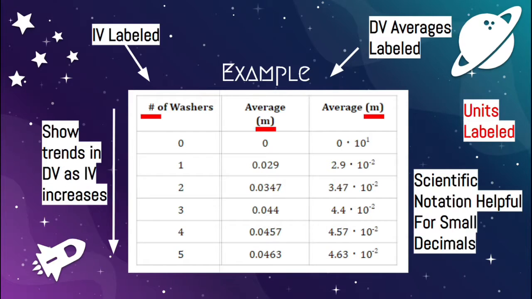Here is an example of a data processing table. It shows the averages for each increasing unit of the independent variable and how the dependent variable is affected as the independent increases. Just like before, the units and variables are labeled in the header. You may have noticed that the units changed from centimeters to the SI unit of meters.